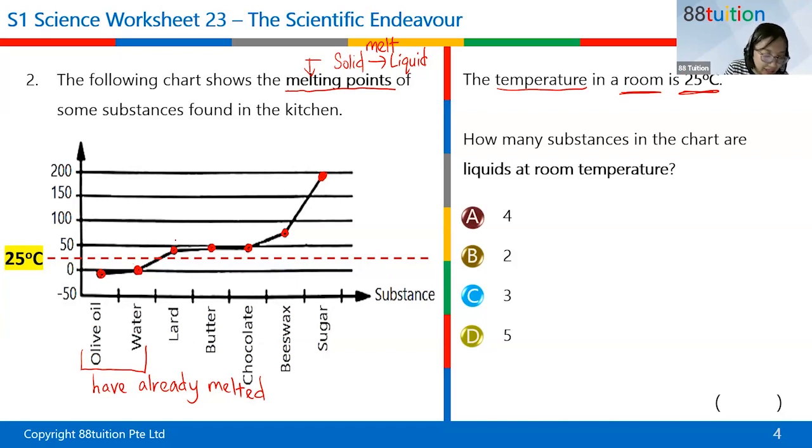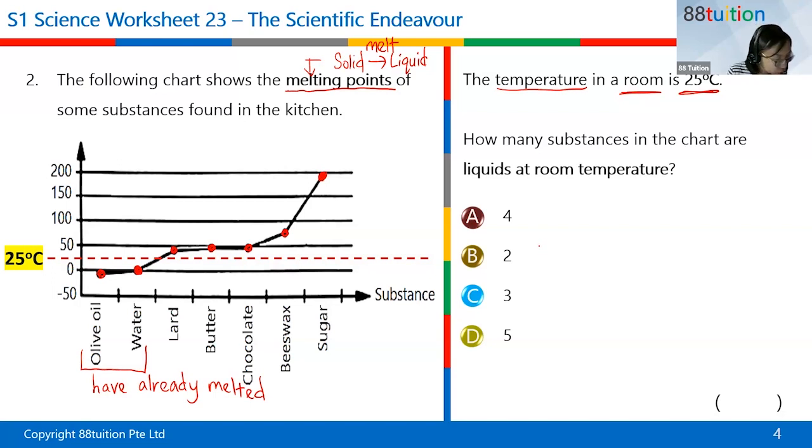Now, lard has not yet melted. If you want to melt lard, you need to increase the temperature. You need to heat up until the temperature is at 50 degrees Celsius. Then lard will melt. So it is not so easy to melt lard. You need to increase the temperature to 50. And if you want to melt butter, you need to increase the temperature to 50 also. So only olive oil and water have already melted into liquid.